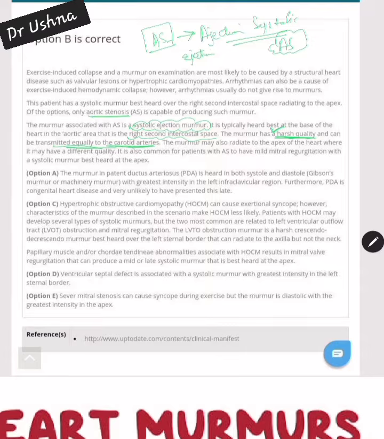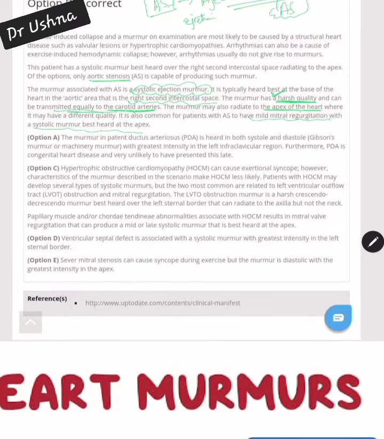The murmur can also radiate to the apex of the heart, where it may be of a different quality. It is also common in aortic stenosis to have mild mitral regurgitation with a systolic murmur best heard at the apex as well. So in a patient with aortic stenosis, you can find two murmurs: first in the apex area, second in the right second intercostal space.